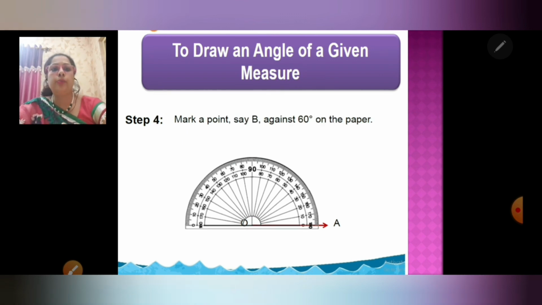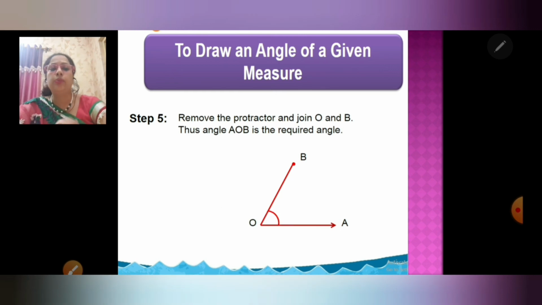Then mark a point, say B, against 60 degree on the paper. So like here 60 degrees is coming, you will put a point here as I have put. After that you will remove the protractor and you will join O and B. Thus angle AOB is the required angle. So this is my required 60 degree angle.